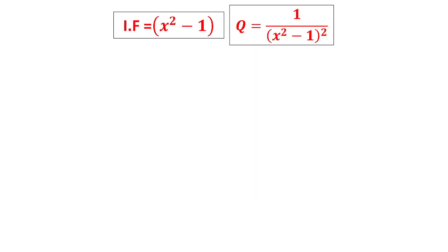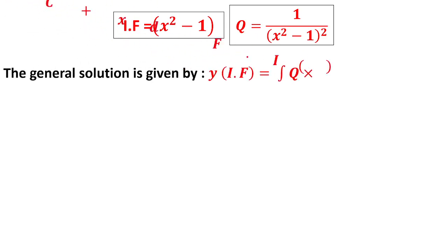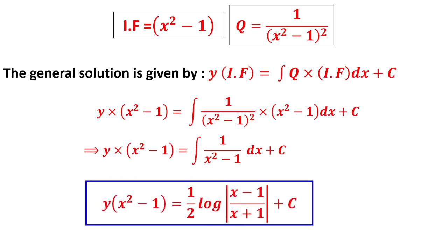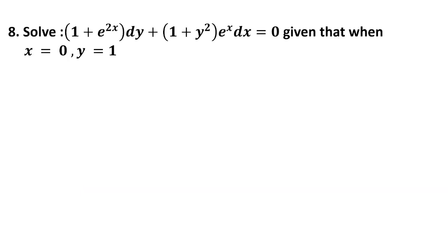We got the integrating factor, we got q. What is the formula for the solution? The general solution is y into integrating factor is integral of q into integrating factor into dx plus c. Put it now. x square minus 1 gets cancelled on the right hand side. Once again you got 1 by x square minus 1. We are having a formula: half log (x minus 1) by (x plus 1) plus c. If boundary values were given, we would have to evaluate c. But they are not given, therefore we are leaving the problem as it is. Go to question number 8.